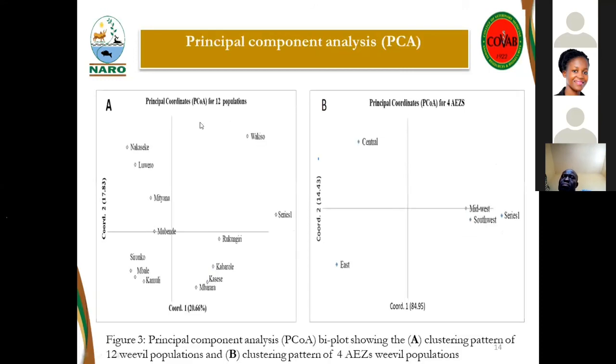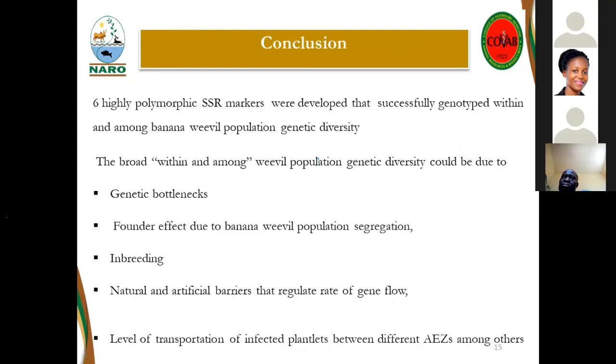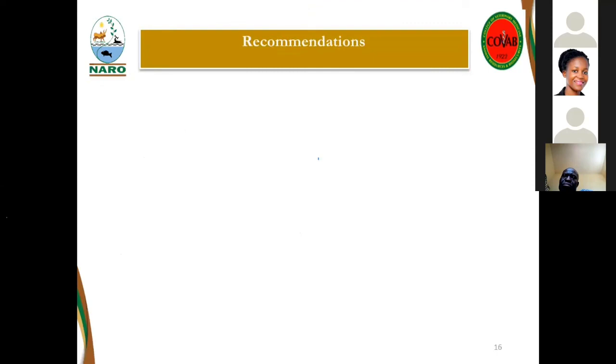This is the principal component analysis. It also grouped across regions. And my conclusion is there are only 6 highly polymorphic markers that I identified that were able to reveal genetic diversity within and among banana weevil populations. And the high genetic diversity within and among populations will be due to genetic bottlenecks, founder effect, population level segregation, inbreeding, natural and artificial barriers that regulate gene flow, and level of transportation. Thank you.